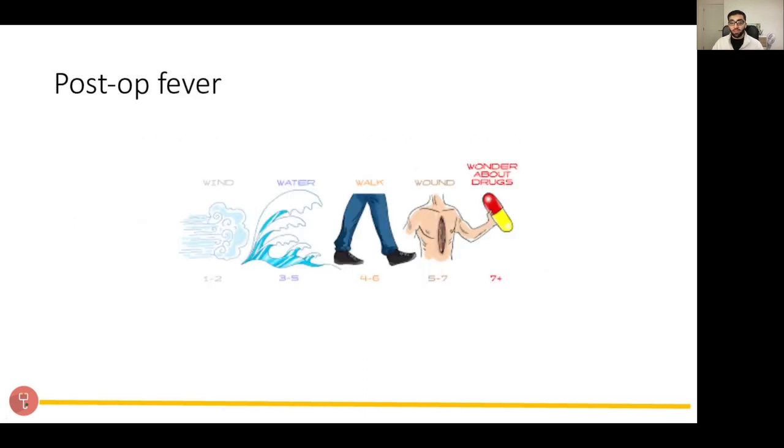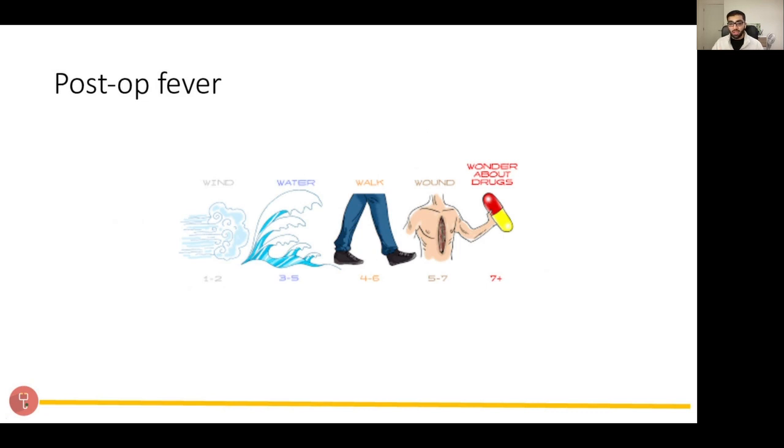So post-operative fever is another important complication to be aware of, and this is something that does get tested on exams. So here's a useful way of remembering it: wind, water, walk, wound, and wondering about drugs. This splits the most common causes of post-operative fever based upon the time that they present. So patients who get fever in the first day or two, it's most likely going to be something like atelectasis or a pneumonia. Atelectasis is essentially collapse of the alveoli that aren't able to reinflate.